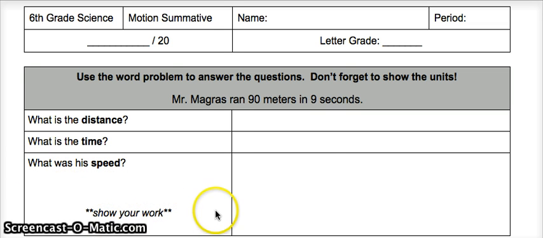You need to show your work. Show your work here. Do not forget the units. Press pause to solve these 3 questions. Press play when you're done.